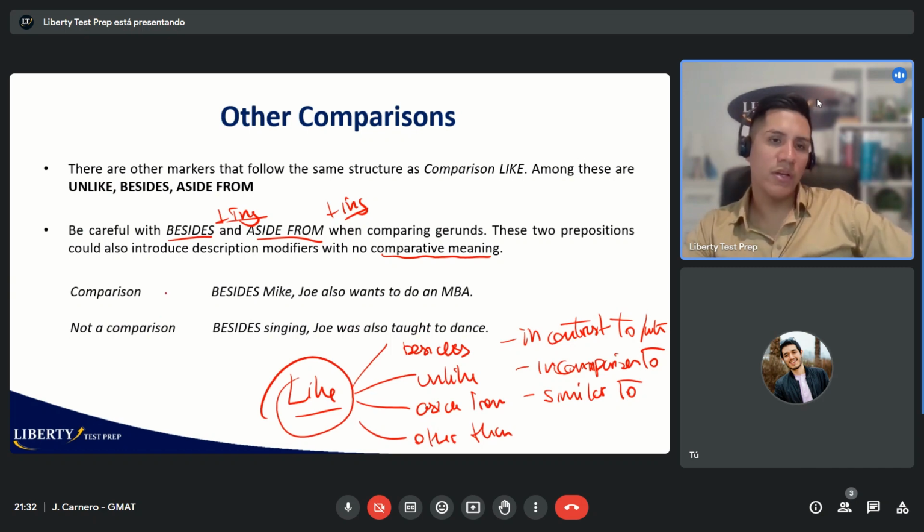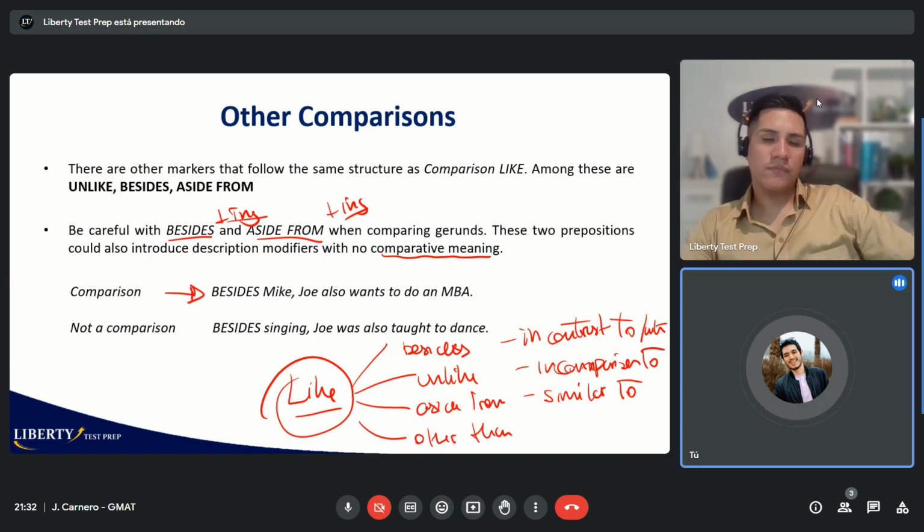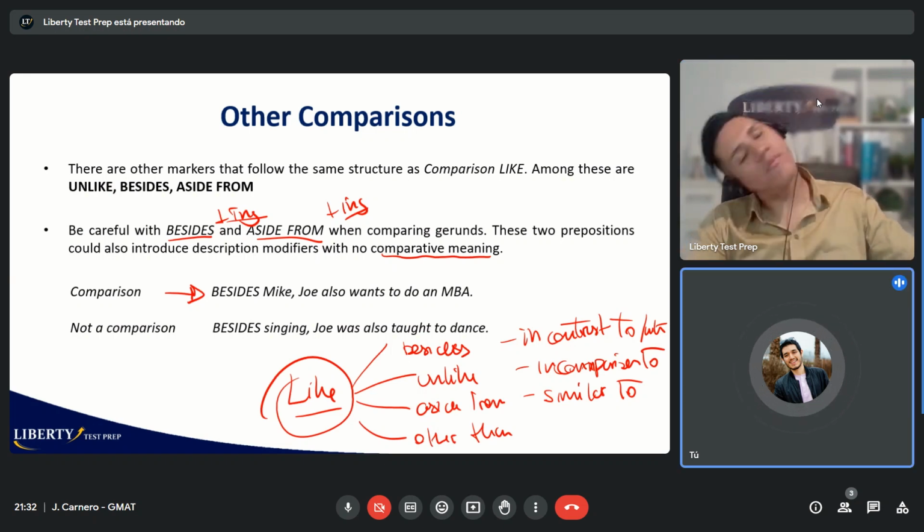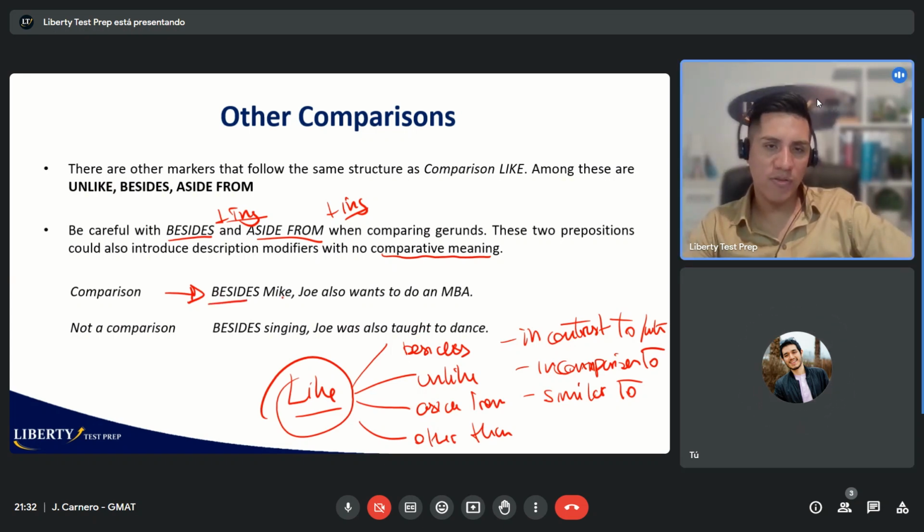Let's see. Can you read this one for me, please? Sure. Besides Mike, Joe also wants to do an MBA. So you have besides, you have a noun here, Mike, right? So in this case, it's clear that they're trying to compare Mike with Joe. So we apply the theory of like, right? Mike and Joe, are they parallel or not?